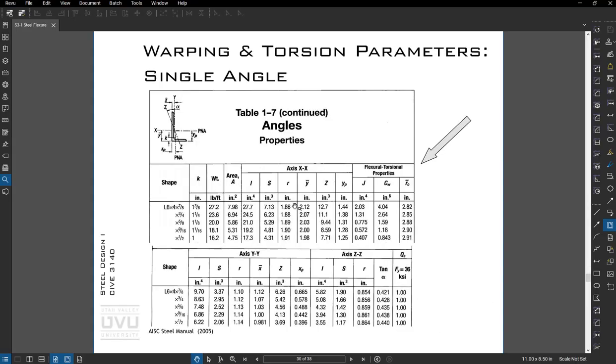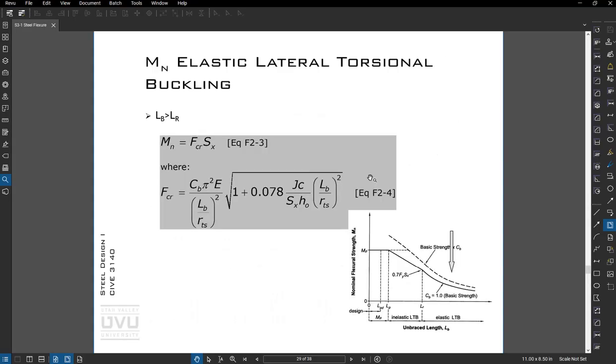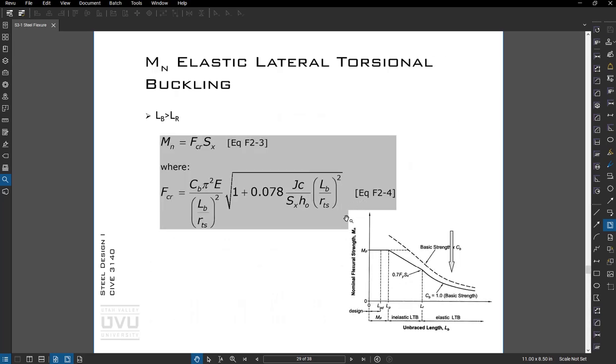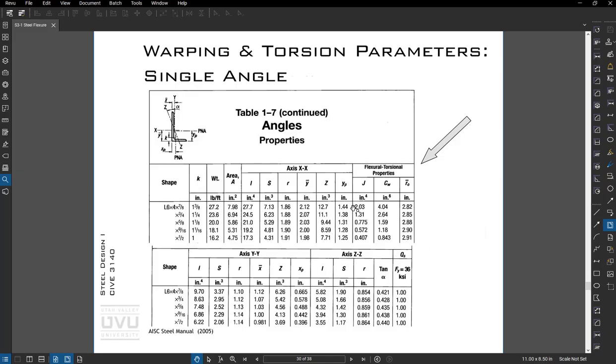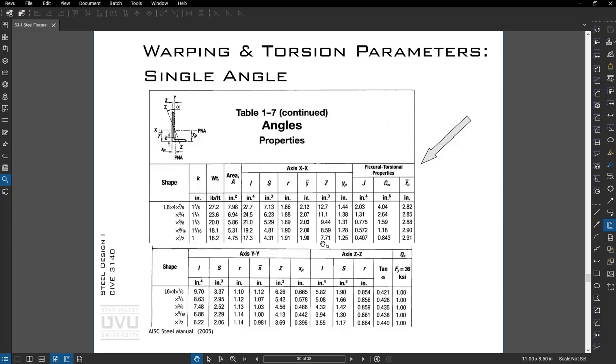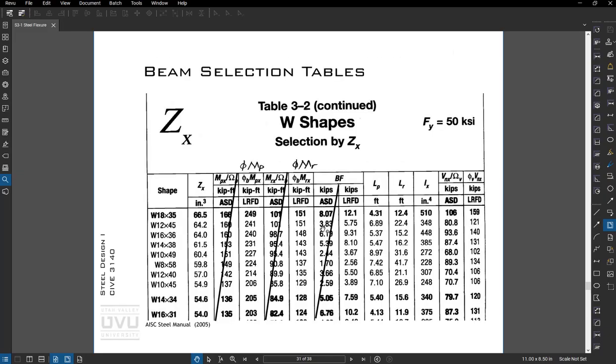Okay, so we talked a little bit about the properties. So this CB, let's see here. I always get confused because I use this so rarely. Oh, CB is your moment ratio. Your J and C would come from here in that equation. Okay, we talked about this table a little bit.